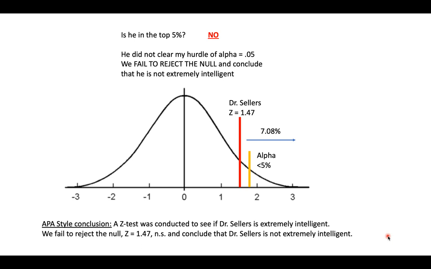So even though I'm well above the mean, even though I'm smarter than basically 93% of people, because if 7% of people are above me, then 93% of people are below me, I did not meet the threshold of 5% that we agreed upon. So we conclude that I'm not extremely intelligent.